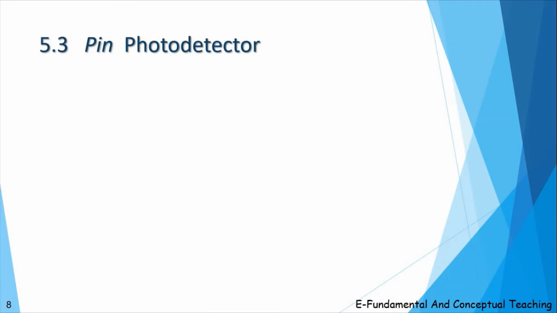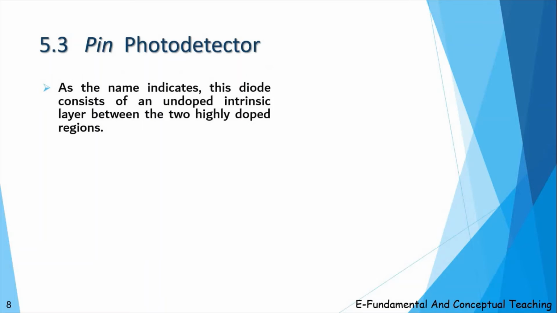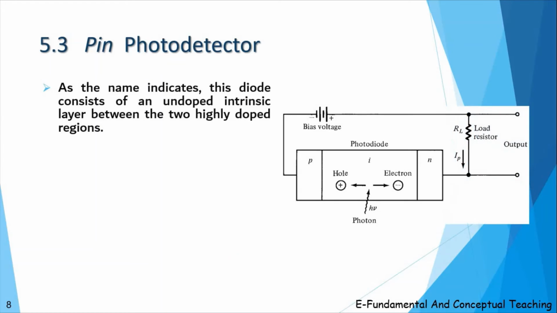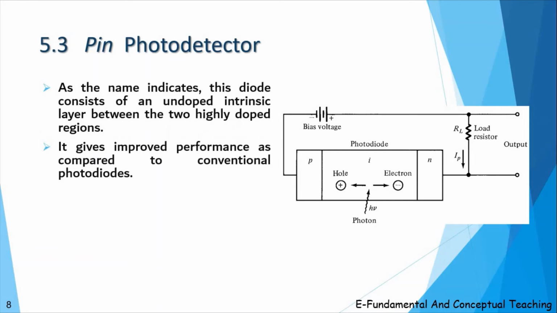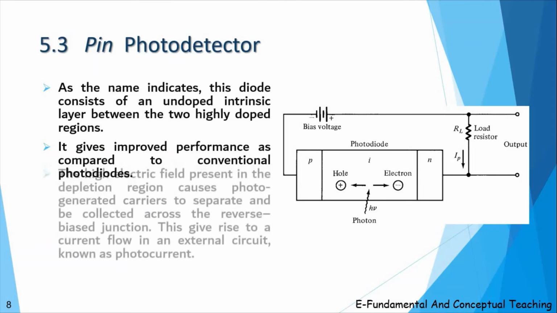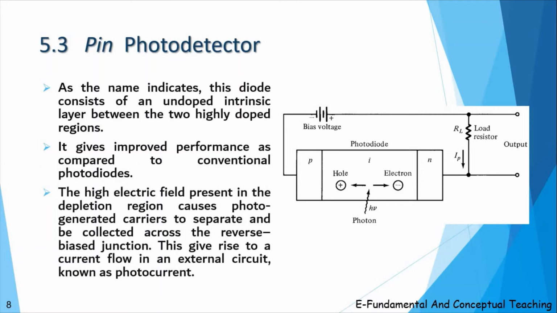PIN photodetector. As the name indicates, the diode consists of an undoped intrinsic layer between two highly doped regions. It gives improved performance as compared to conventional photodiodes. The high electric field present in the depletion region causes photo-generated carriers to separate and be collected across the reverse bias junction. This gives rise to a current flow in an external circuit known as photocurrent.